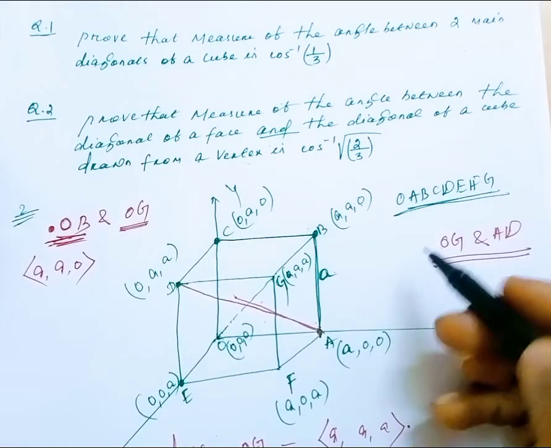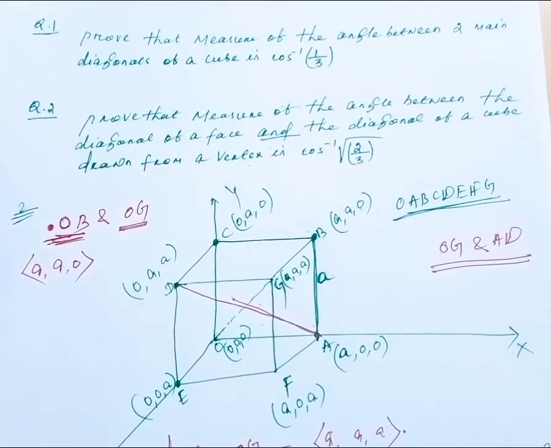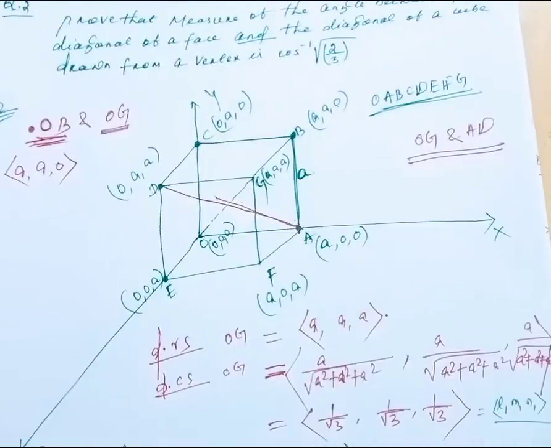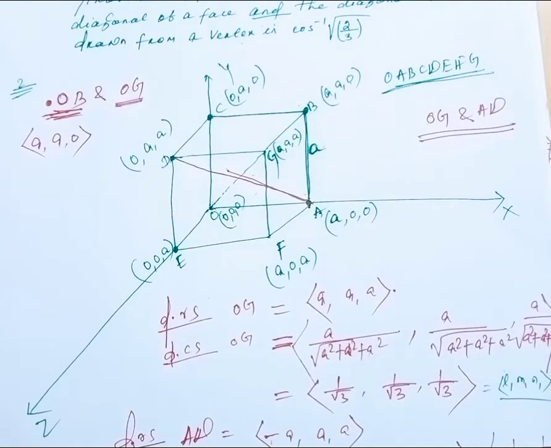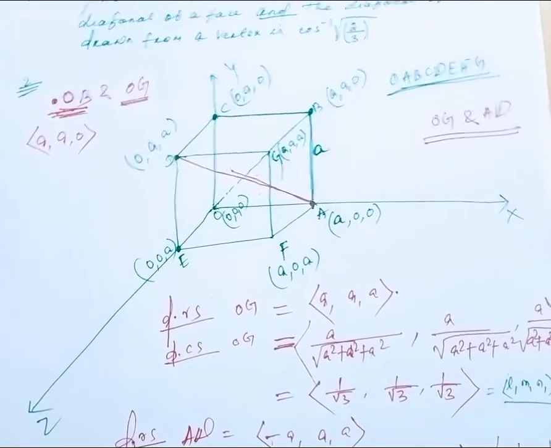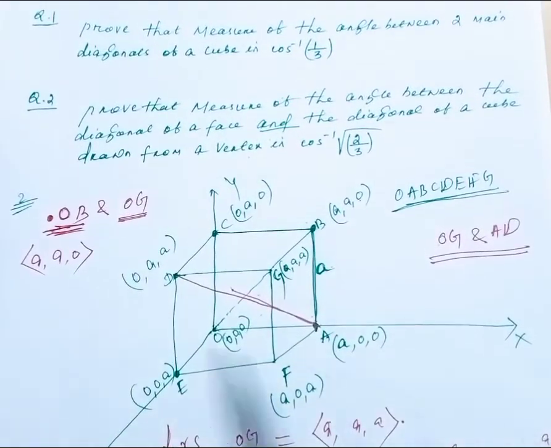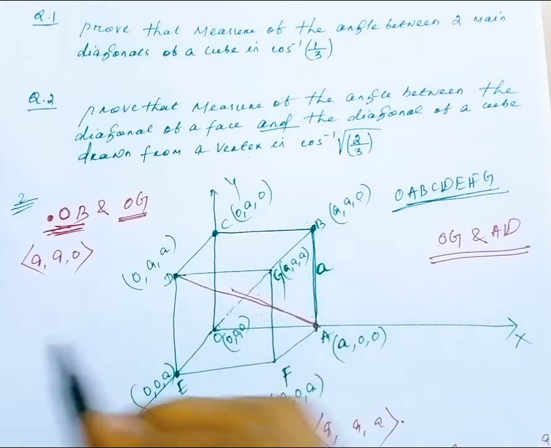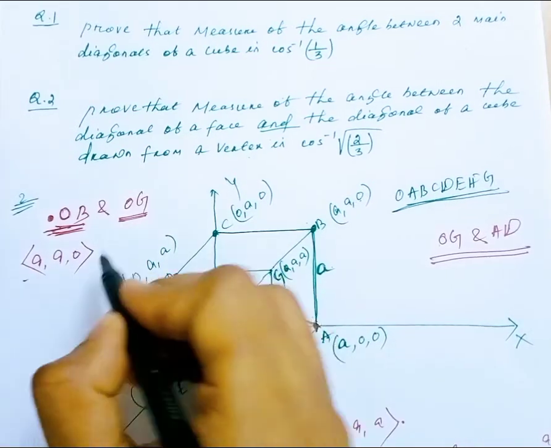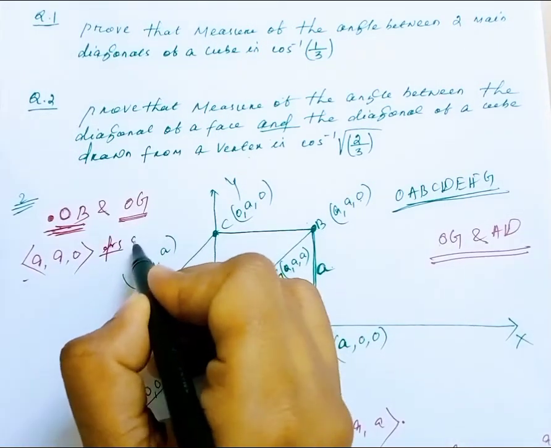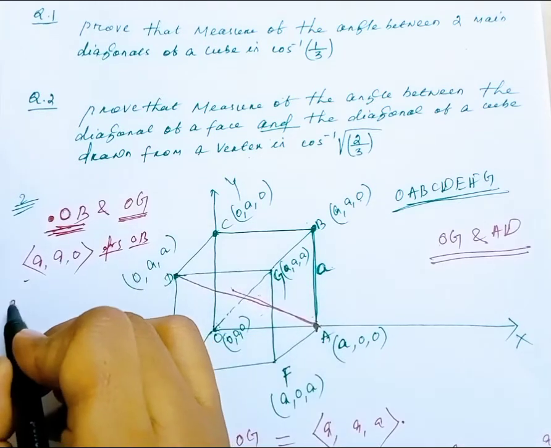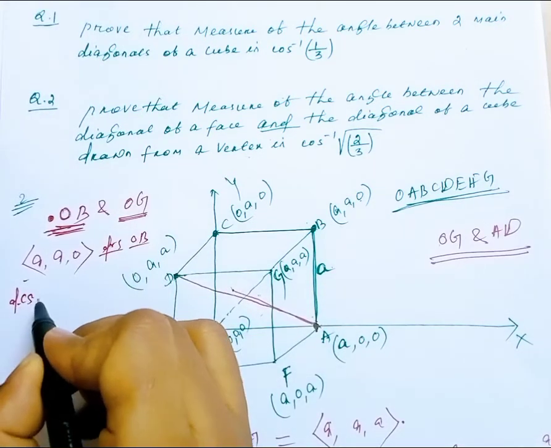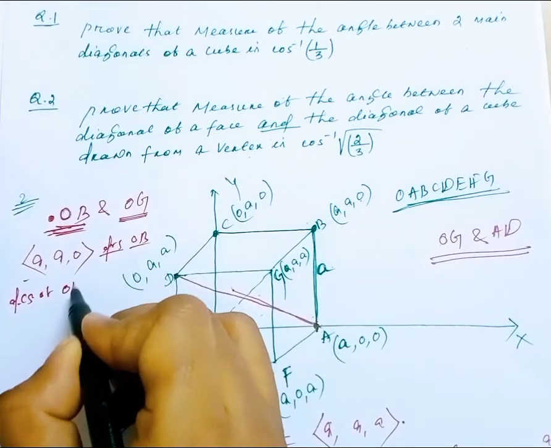Then the DRs and DCs of OG are already in front of you, so there is no need to work for the diagonal OG. You just work for the face diagonal OB. This is the DRs of face diagonal OB. Then find the DCs of face diagonal OB.